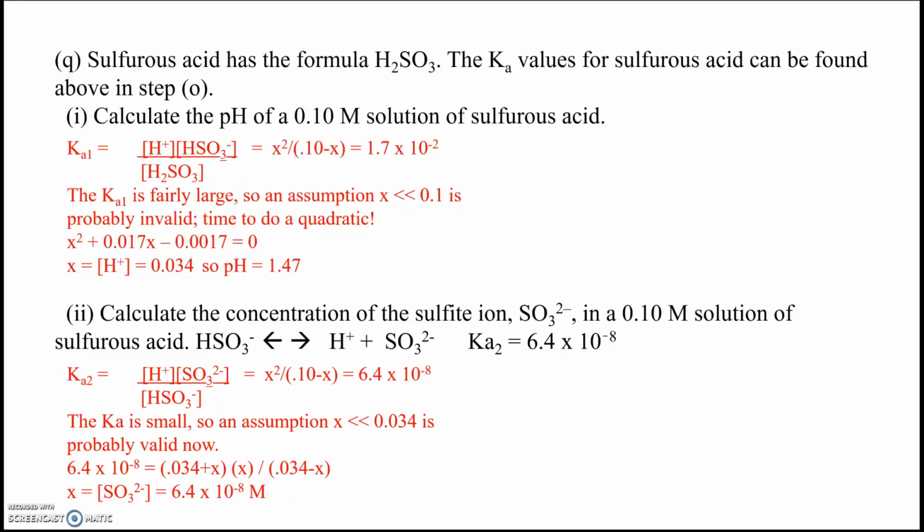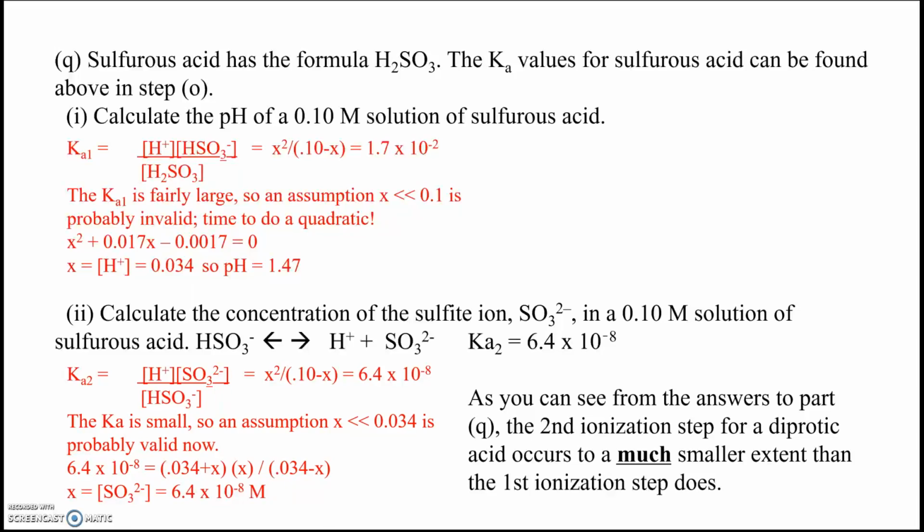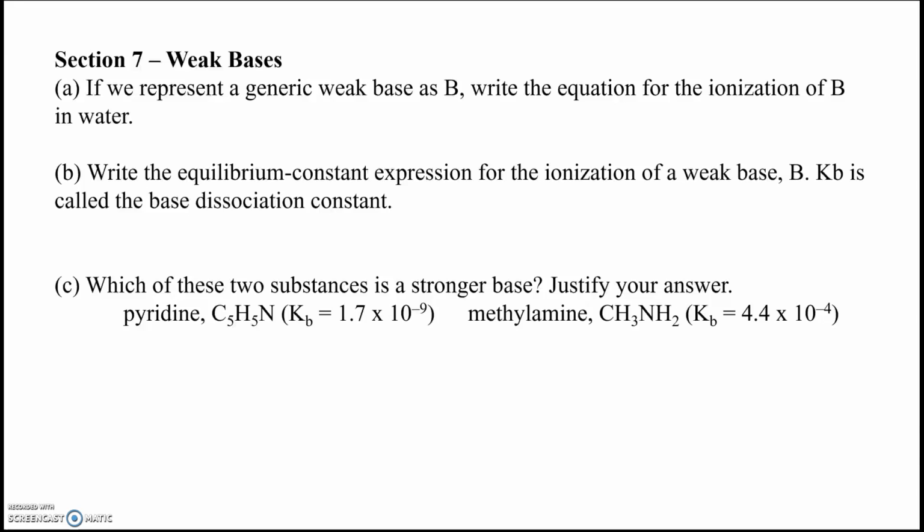When we solved this, we knew that H plus was already 0.034 from the previous problem up above, so we can plug that in. And when we solve this problem, we end up getting x is 6.4 times 10 to the minus 8th, which is in fact the value of the Ka2. As you can see, the second ionization step only occurs to a very, very much smaller extent.